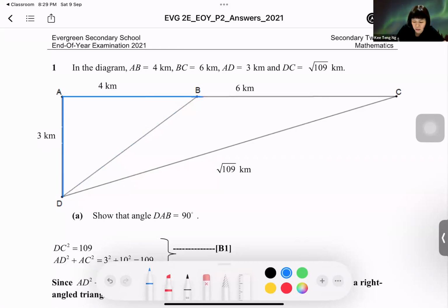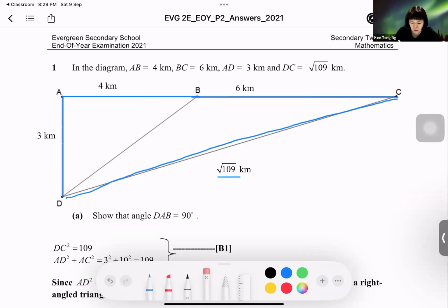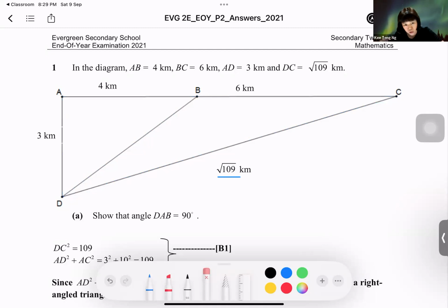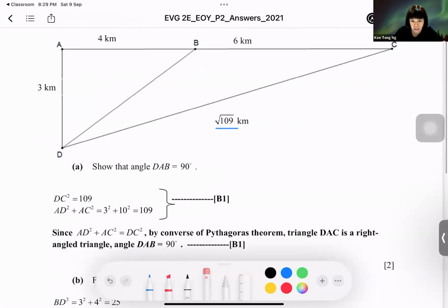I can actually extend the triangle to use triangle DAC instead, because this is the triangle that has three sides given to me. So I can use DAC instead. And you notice the answer over here comes in the form of a surd, so the square root of the number itself. So in this question, I'm going to use the bigger triangle ADC to help me prove the converse of Pythagoras' theorem and that the angle is 90 degrees.